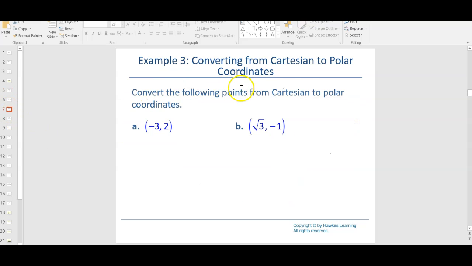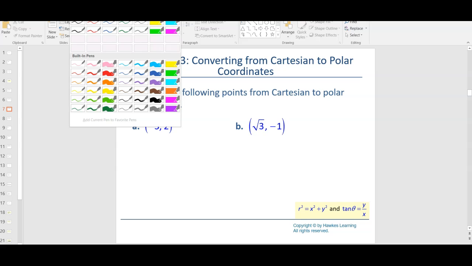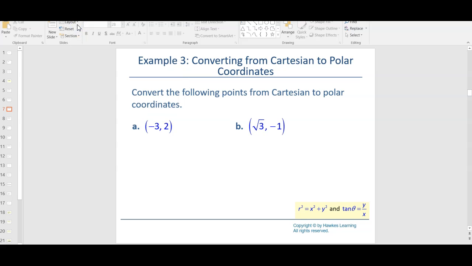All right, convert from Cartesian or rectangular coordinates to polar coordinates. So these are x and y. So here we need the other two, that's these guys down here. And so I need to get, this is x, this is y.